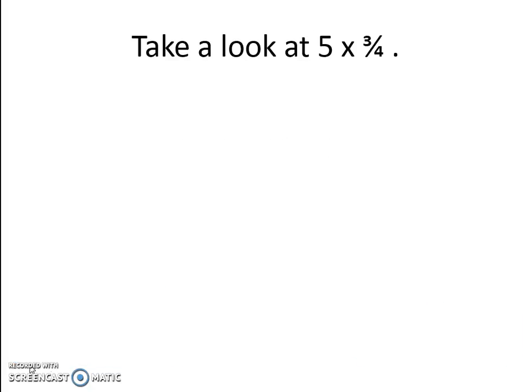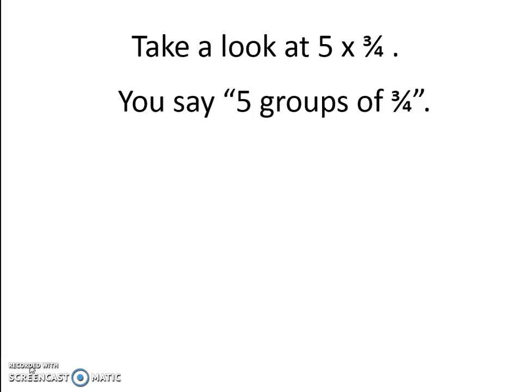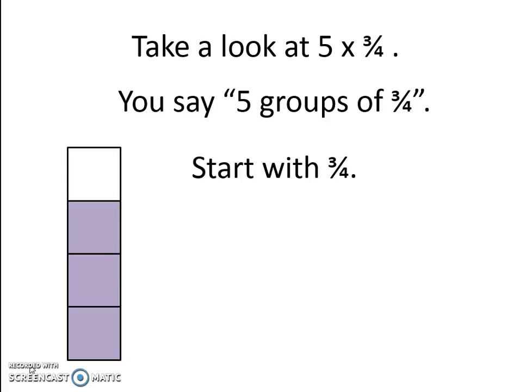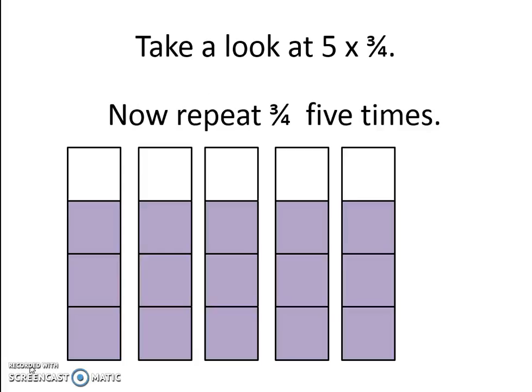Let's look at another model. Let's look at 5 times 3/4. We would say we have 5 groups of 3/4, and we would start with 3/4. Here we go. I have 3 out of my 4 squares shaded in. And how many groups of that do I need? 5. So I'm going to repeat that 3/4 5 times.